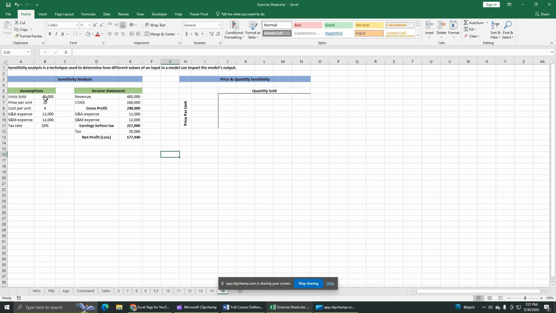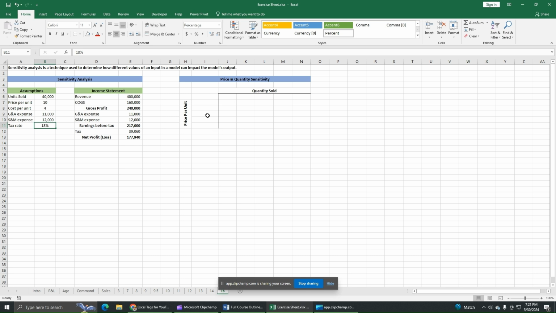We have already seen that units sold, price per unit, cost per unit, all these are inputs. If we change them, then the final outcome will also be changed. If these change, everything will be changed, the model will be changed. Sensitivity analysis is how the change of any input can change the model's output.